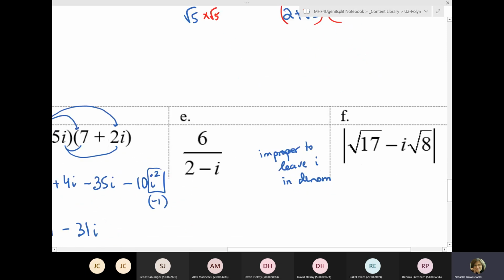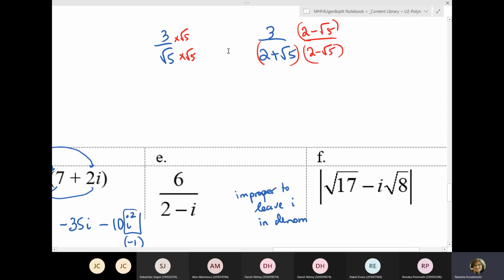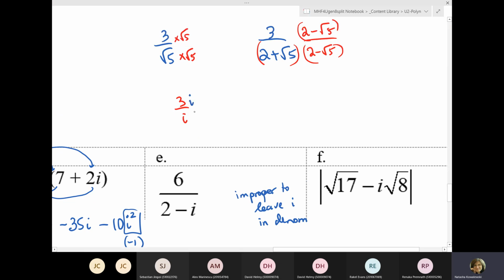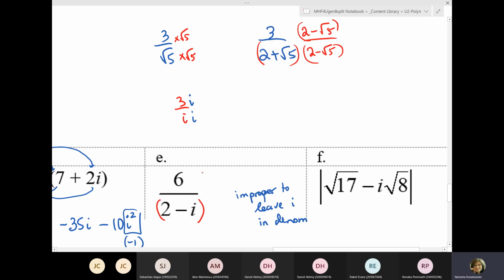Yeah. So here, if it was just i by itself, then you would multiply by i and i. So if it was 3 over i, then you would multiply by times i here, and that's it. But if it is a binomial like this question is, we're going to multiply by the conjugate. So, Jasmine, what is the conjugate for this 2 minus i?